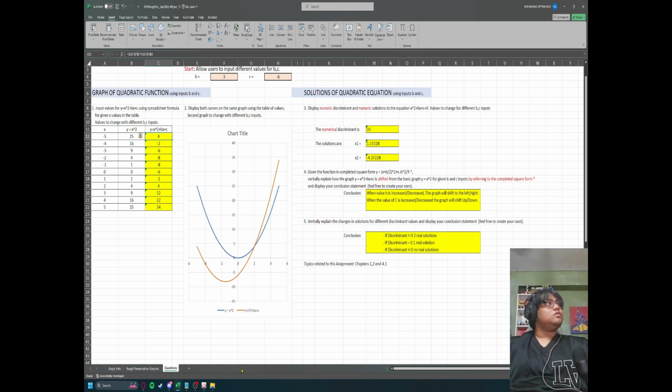To start off the video, firstly, the formula I have input is x squared plus b multiplied by x plus c. X squared being B12, b being the absolute cell F4, x being A12, and c being the absolute cell H4. The y values are all here, starting from 4, -2, -6, -8, and so on.